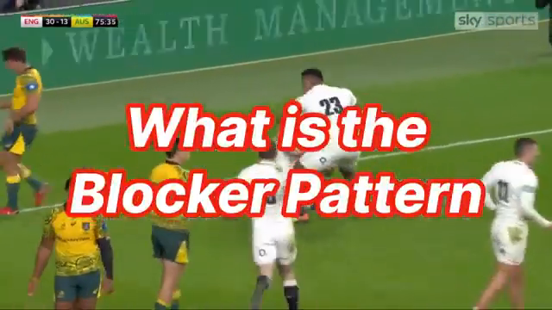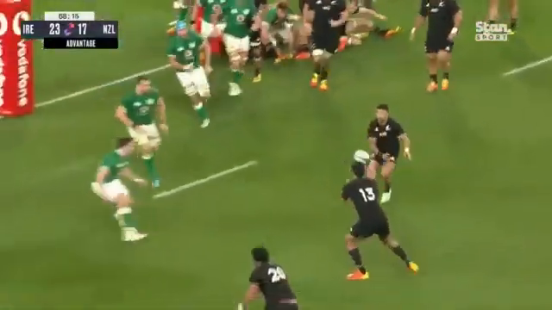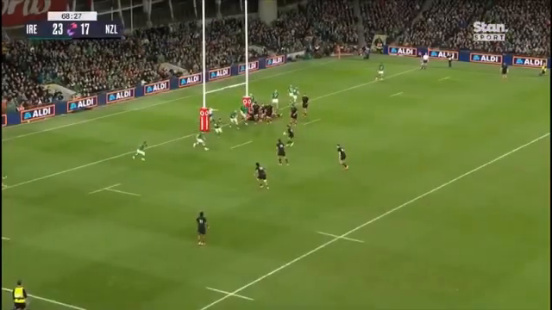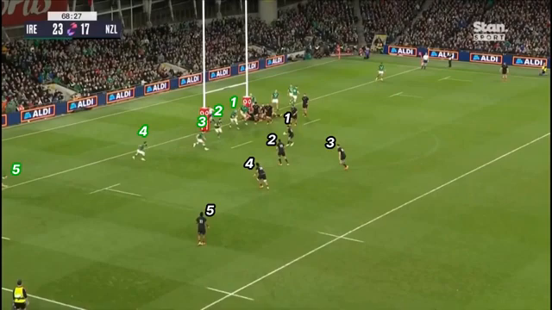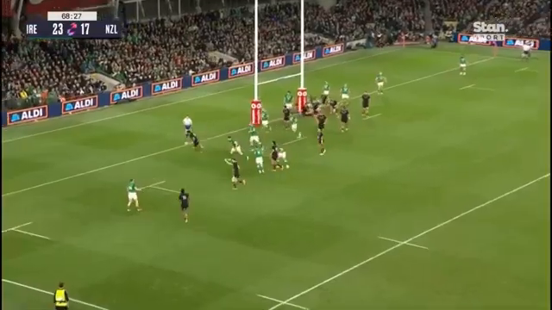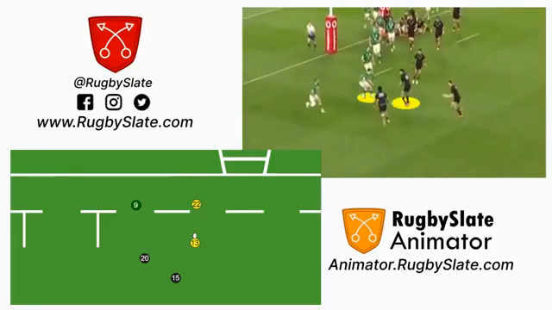What is the blocker pattern? So let's look at a simple example of the blocker pattern from a disallowed New Zealand try against Ireland. If we look when the first receiver gets the ball, with a good defensive drift, there should be no chance to score. But if we follow it forward, you can see the Irish defence has no chance to drift across. The 13 fixes the defender directly in front of him so that they can't drift out.